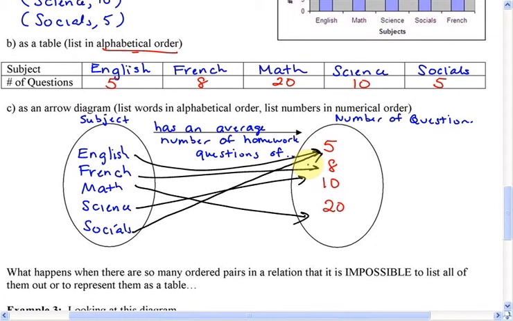Okay? Now notice in this case, it's not 1-to-1 anymore, because guess what? The 5 is being shared with English and socials. Bad number 5. Okay? It's cheating. Not good. All right.